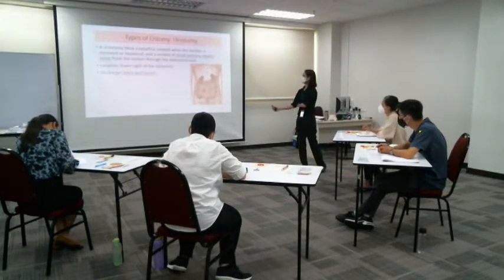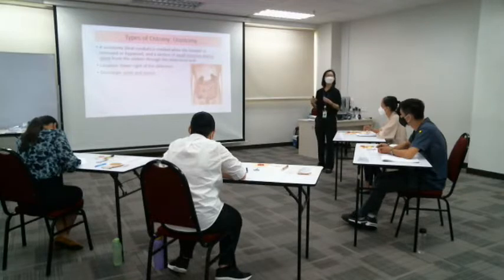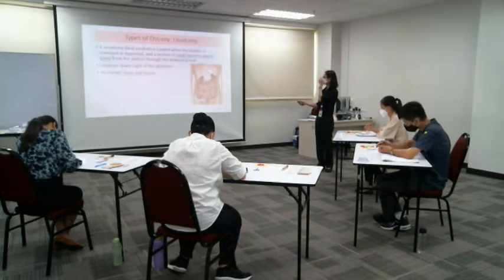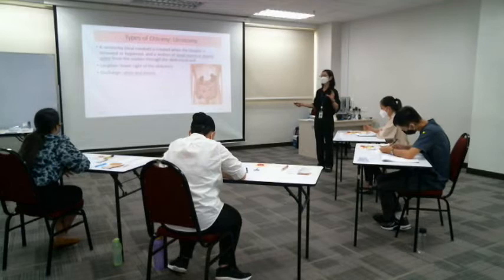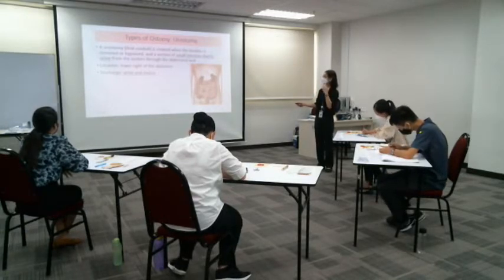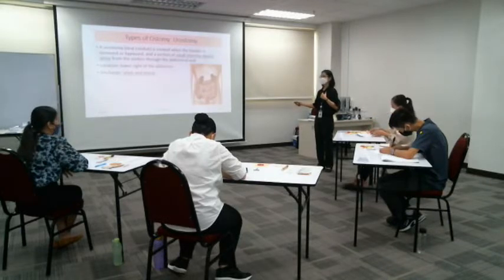The last type of ostomy, urostomy. Urostomy is to bring out urine. Urostomy is also called ileal conduit. Ileal conduit is created when the bladder is removed. The major case that contributes to this is CA bladder. So the bladder has to be removed or bypassed, and a section of the small intestine diverts the urine from the ureters through the abdominal wall.